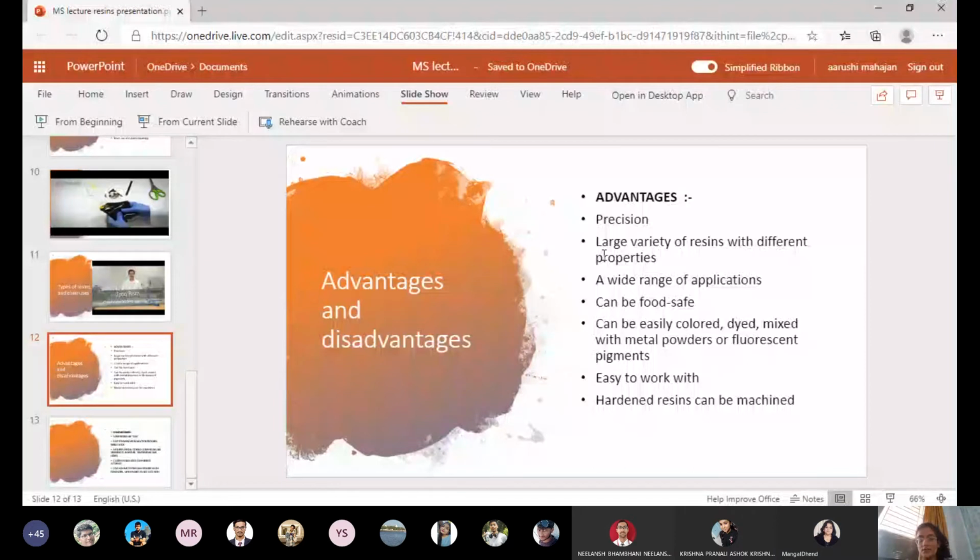So just now we've seen that epoxy resins have different varieties in themselves, with different uses and different properties. Hence a large variety of resins with different properties, and a wide range of applications. They can be used from medical to jewelry purposes, they have a very large scale of applications, and they can be food safe. Yes, they are used as packaging for food.